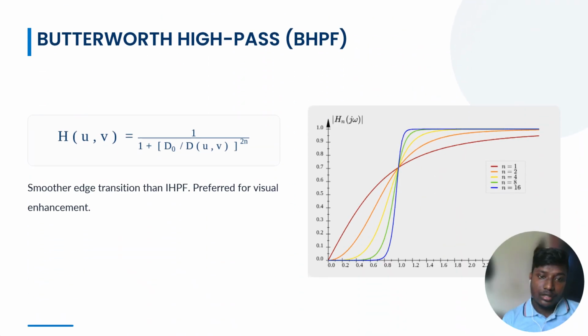The Butterworth high pass filter offers more refined sharpening. It allows for a gradual transition, preserving some of the low frequency content while still making the edges stand out clearly.